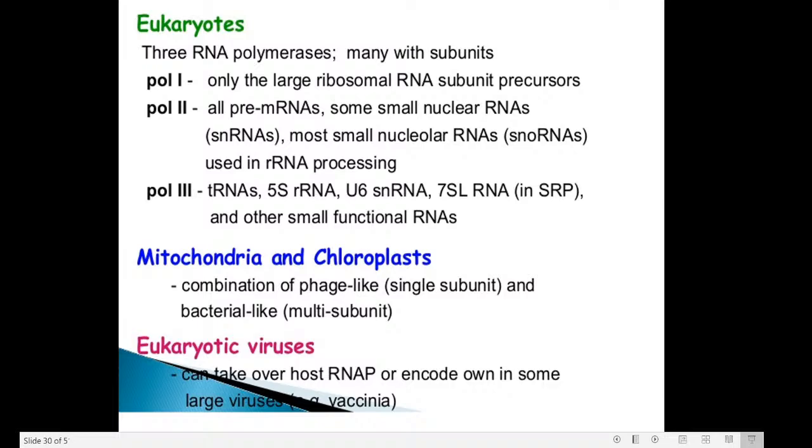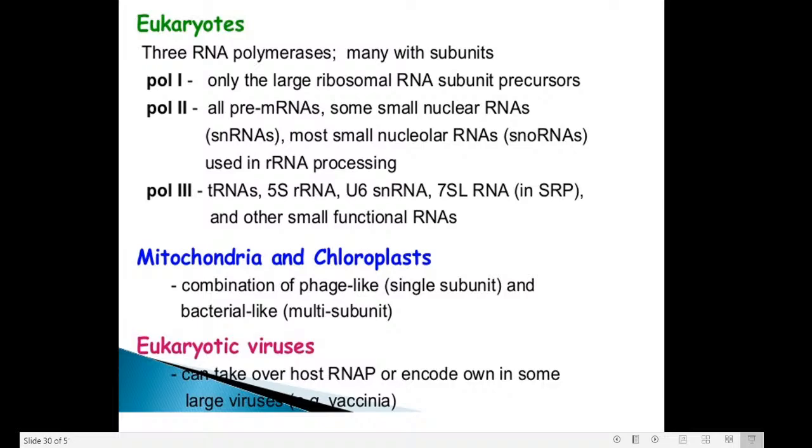The RNA polymerase is the key component in the transcription process. So here it is classified into 3 types based on their sets of many subunits. The large ribosomal RNA subunit precursors are recognized by RNA polymerase 1. If pre-mRNAs are formed, that is by RNA polymerase 2.